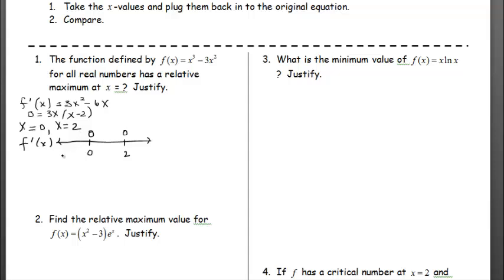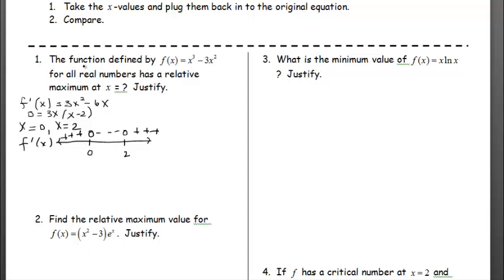All right, to save time, when you do test values, you're going to get positive slopes. When you do test values between 0 and 2, you're going to get negative, and it's positive over here. So we can see we have a maximum at x equals 0, and we have a minimum at x equals 2.